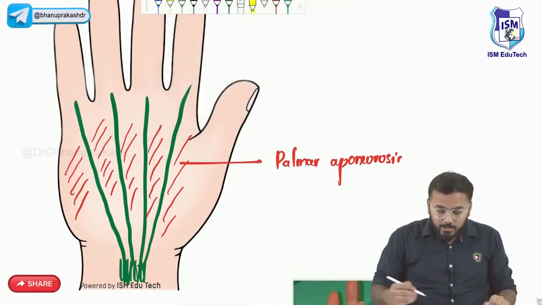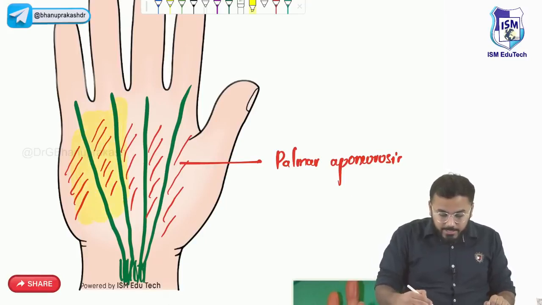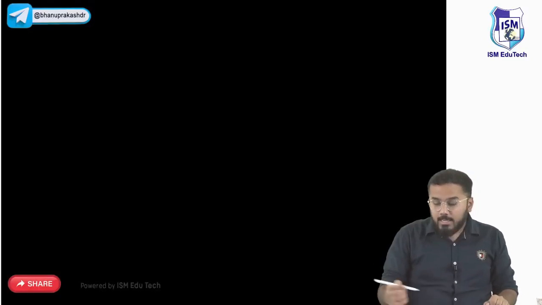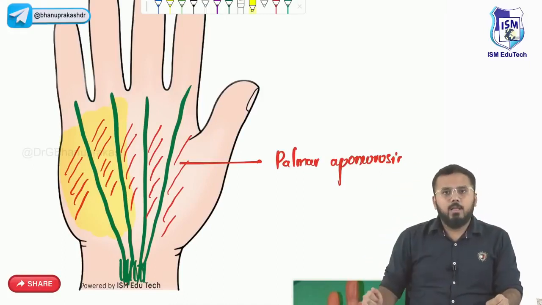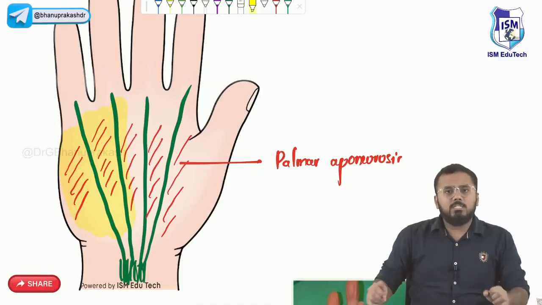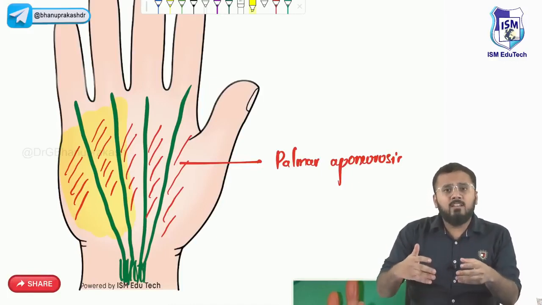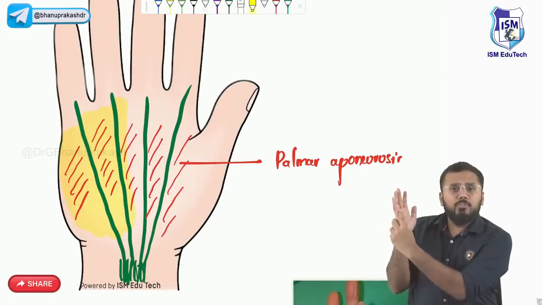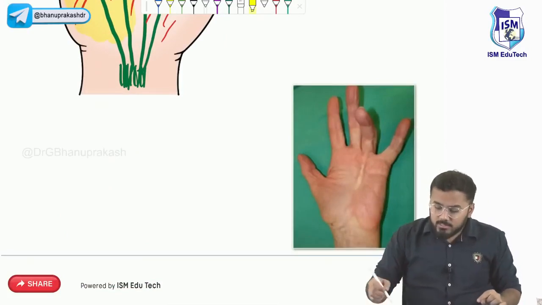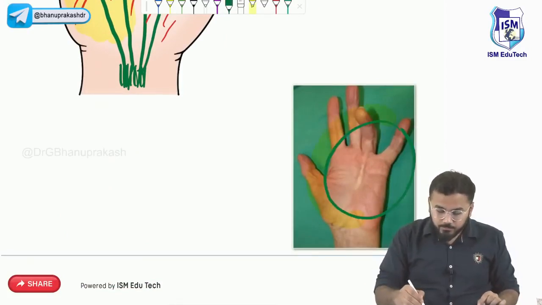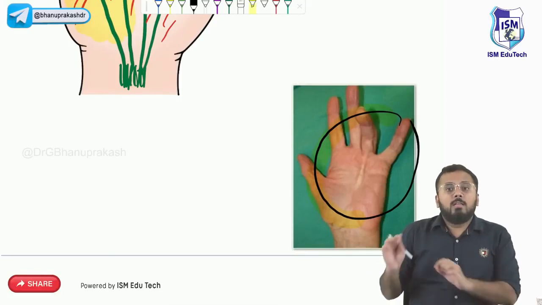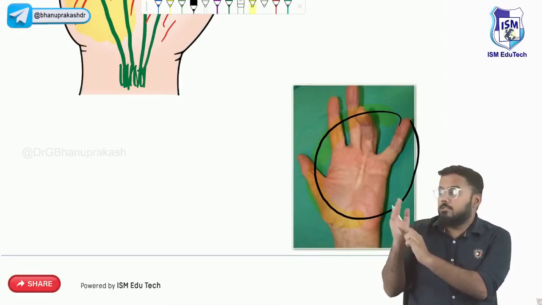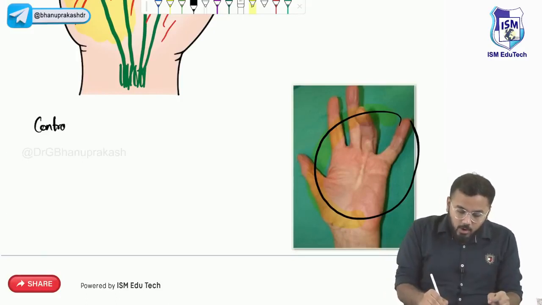Now what I'm trying to tell you is, look here, the medial side of the palmar aponeurosis. Within this tissue, a lot of fibrous tissue gets deposited. When a lot of fibrous tissue gets deposited there, what will happen? The tissue there will become so stiff. When the tissue becomes so stiff, look at the picture below. This is how the patient's hand looks. This is because of the contraction of palmar aponeurosis on the medial side.